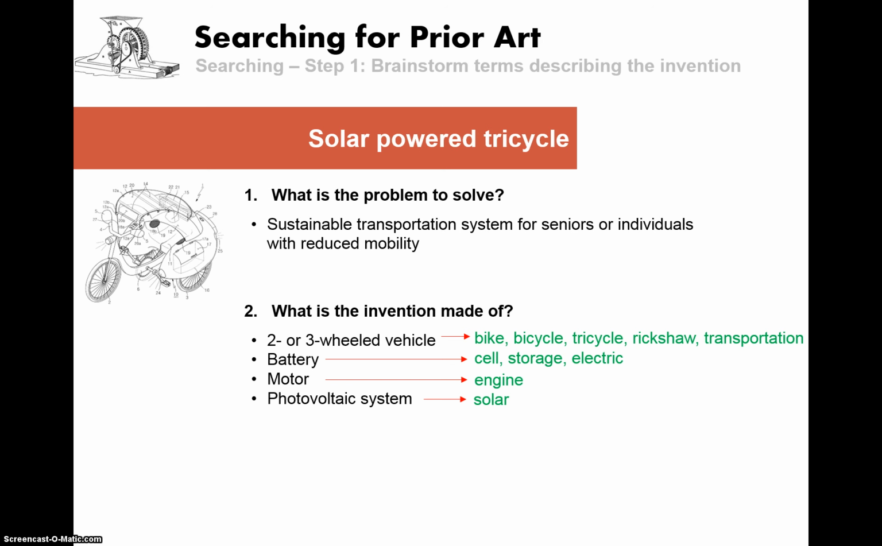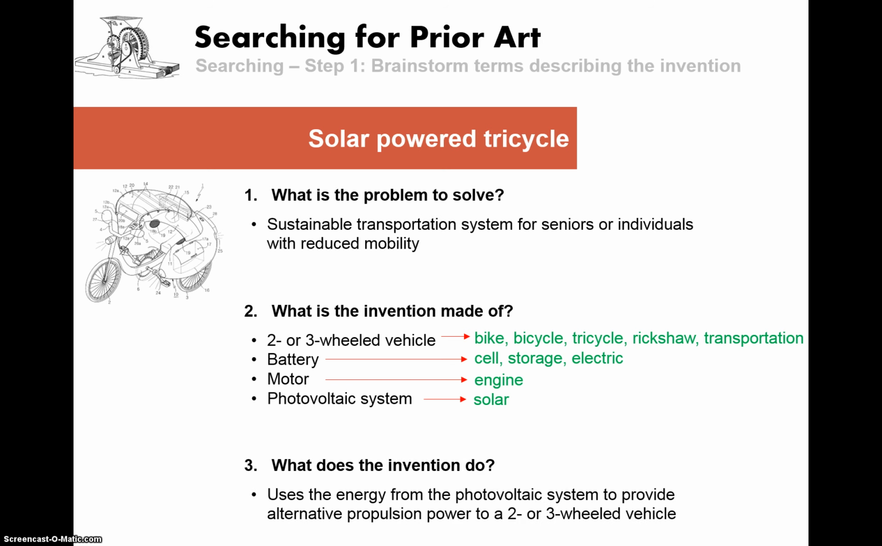The last question you should ask yourself is, what does the invention do? This allows you to describe the function of the invention. For example, a solar tricycle can be described as energy from a photovoltaic system that provides alternative propulsion power to a three-wheeled vehicle.